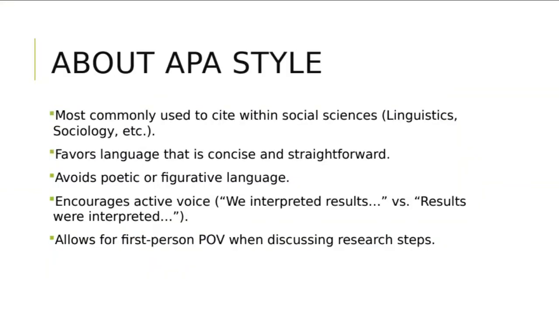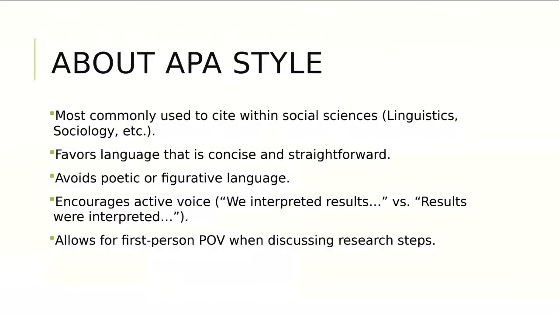So let's talk about APA. It's most commonly used to cite within the social sciences, as we talked about. It favors language that is concise and straightforward. You're not trying to talk about your feelings, you're trying to present the information that you found, that you either did some sort of literature review on, or that you found your own data from. It avoids poetic or figurative language that you'd often find in MLA formatting, and it encourages an active voice. That's we interpreted results versus results were interpreted, because it's your research project. And it allows for first person point of view.